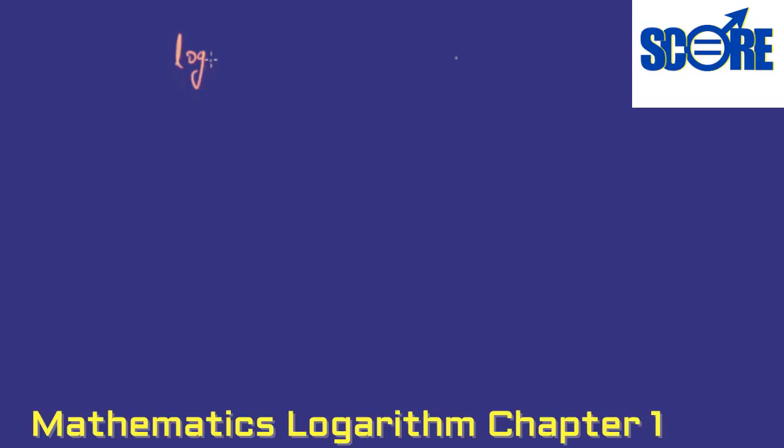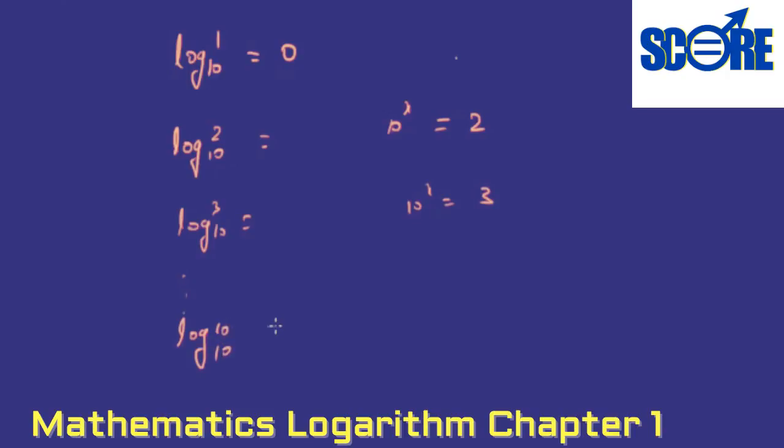Log 1 to the base 10 is 0 because 10 raised to power 0 is 1. Log 2 to the base 10 is 10 raised to power something which gives value 2. Now this is a very new thing for you. And log 3 to the base 10 is 10 raised to power x which gives you the value 3. If I say log 10 to the base 10, the value here is 1 because 10 raised to power 1 is 10.